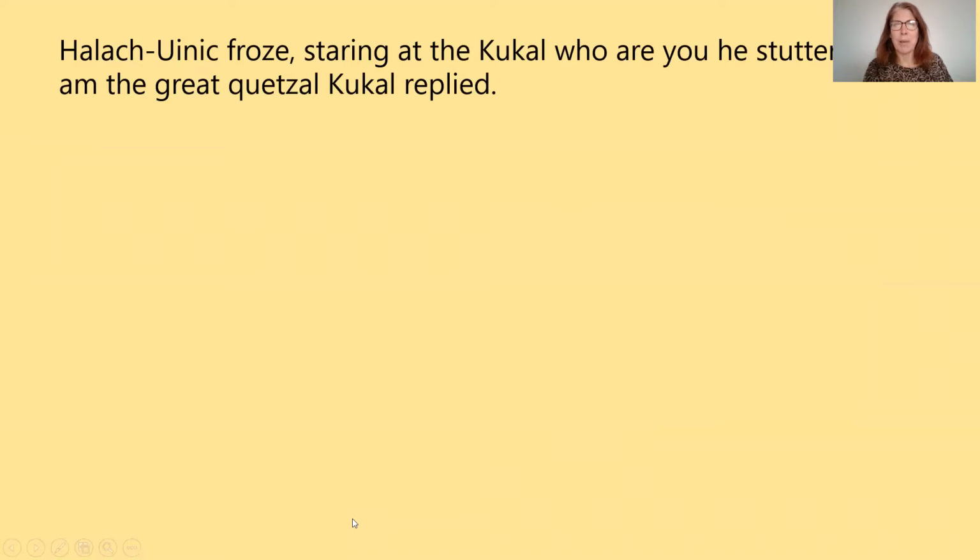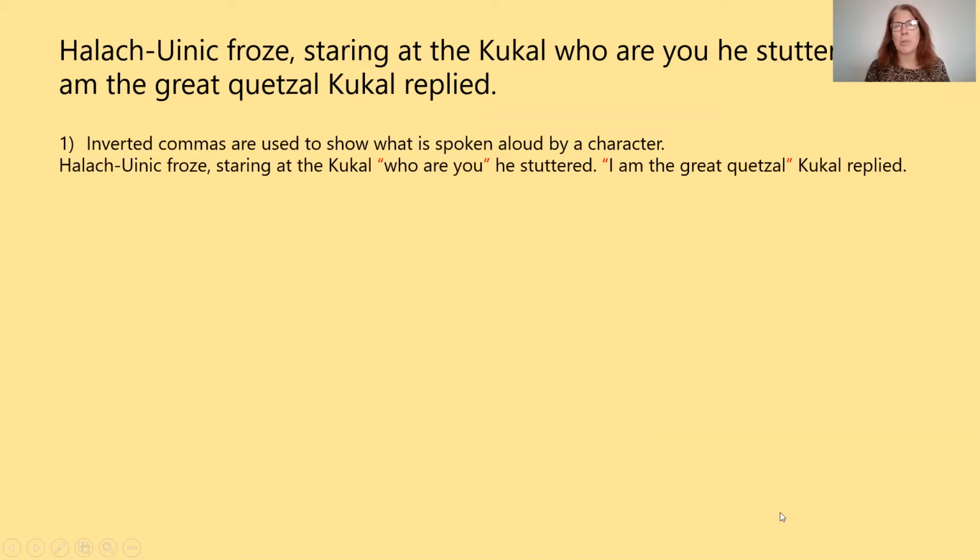So hopefully you're back and you've had a go at writing those two sentences yourself. I'm now going to show you 5 important rules for how to punctuate speech, and we'll see how many of them you remembered, because I know that we've written direct speech before, but it was a little while ago, so this is just a refresh. So inverted commas need to be used, and they need to show what's being spoken by the character. You can see in red where I've put my inverted commas, because Halak eunuch says, who are you? And Cuckoo replies, I am the great Quetzal. Those are the two spoken parts that have inverted commas around them.